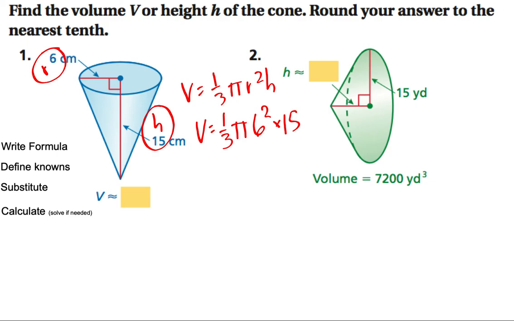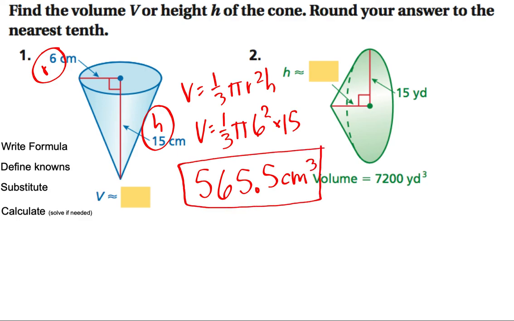The real benefit to writing the formula every time you do it is that you don't have to put any additional effort into memorizing a formula, because you will memorize it just by using the formula. And that's actually the best way to memorize something. You automatically memorize the things that you use, so just use it and you won't have to worry about memorizing. Okay, that comes out 565.5 cubic centimeters.